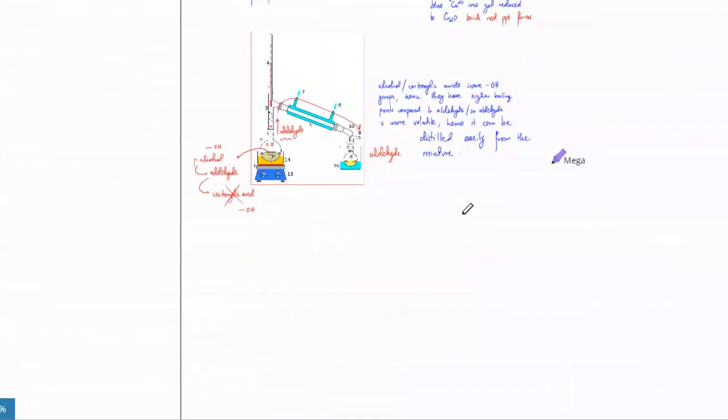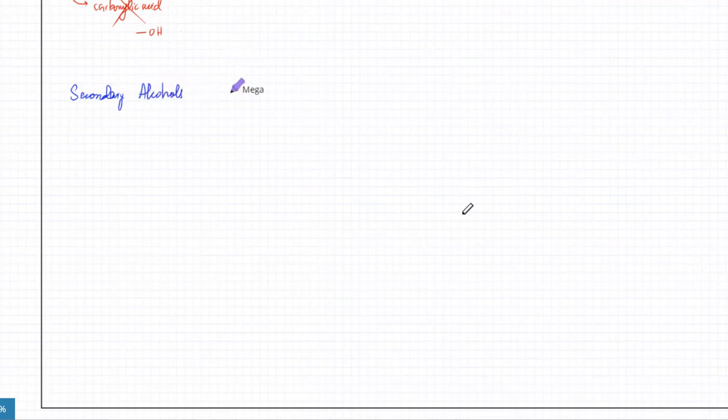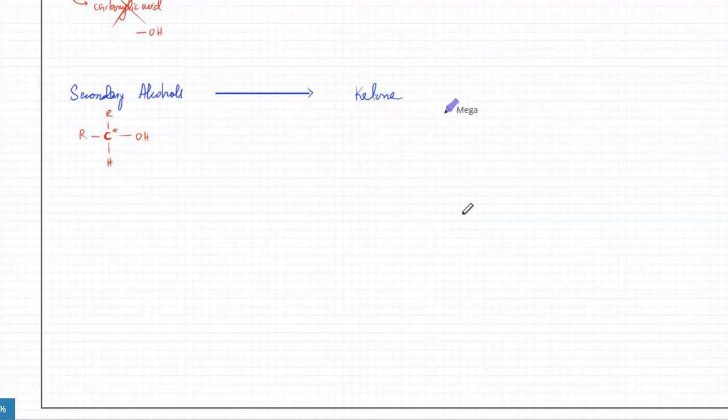Secondary alcohols have the same reaction, except they turn into ketones. Even the conditions are the same. If you have a secondary alcohol, the carbon has an OH and there are two carbon chains attached to it. Again, remember, it's this alpha carbon that will undergo all the changes. This alpha carbon will eventually turn into a ketone.